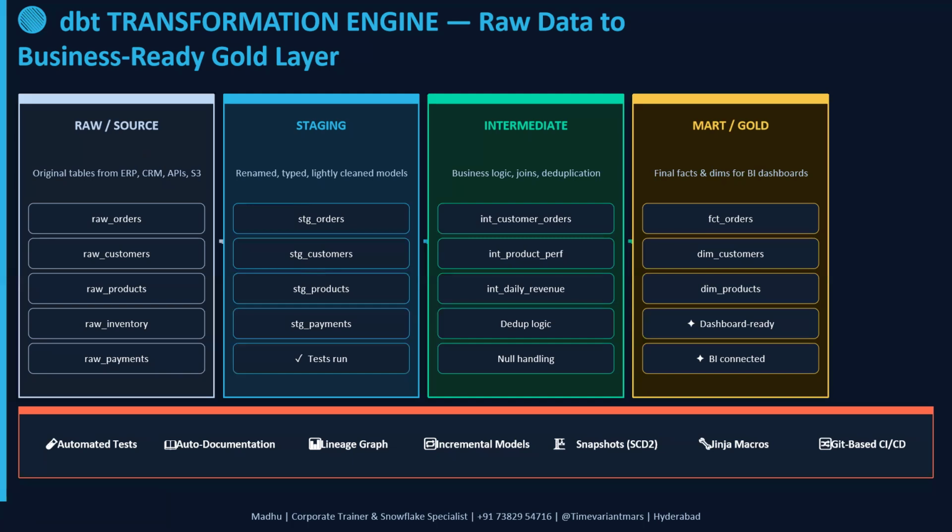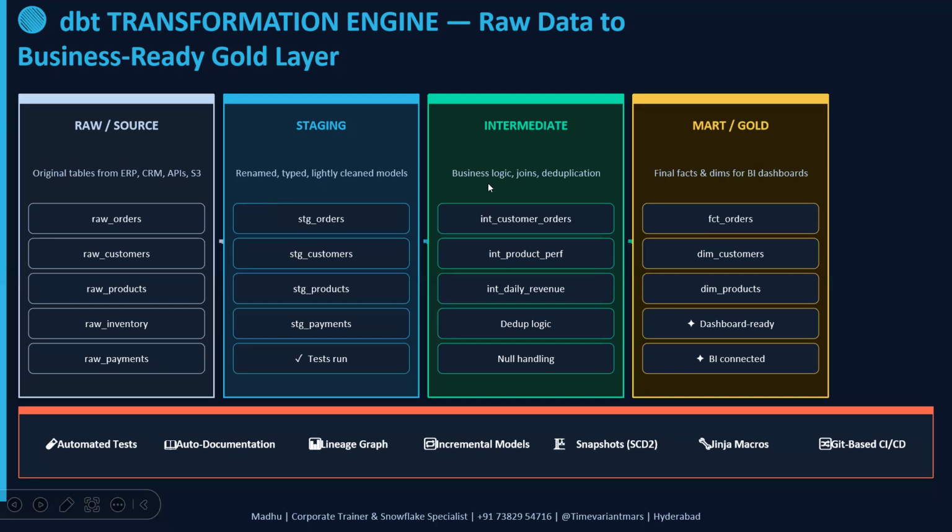And staging. This is where dbt begins its work. Staging models rename column names to consistent naming conventions, cast data types correctly, and apply light cleaning. There is one staging model for one source table, a simple, clean rule, and every staging model has automatic tests like unique, not null, and accepted values. dbt runs these uniqueness and not null tests automatically every time you run the pipeline.